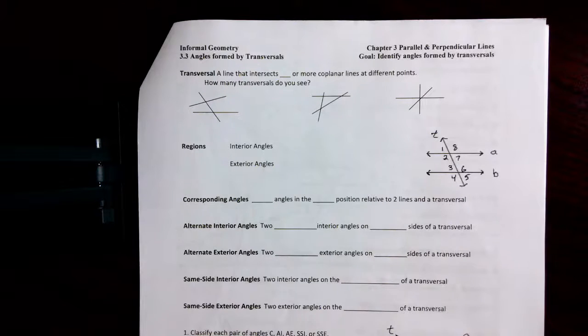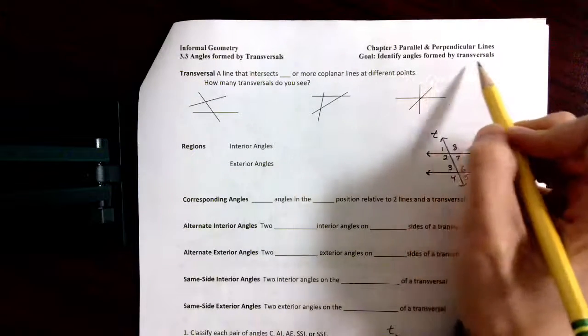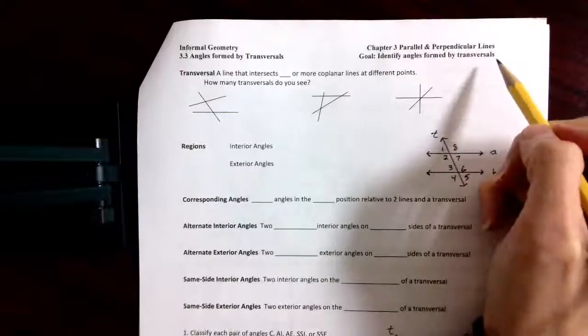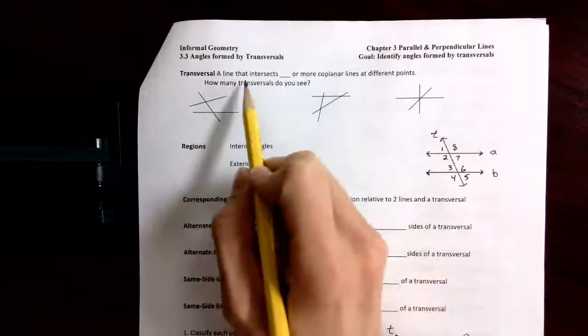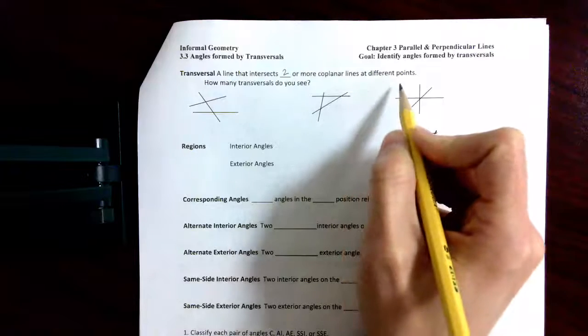Okay, so today in class we talked about angles formed by transversals, and our goal for today is to identify angles formed by transversals. So a transversal is our vocab term, and it says a transversal is a line that intersects two or more coplanar lines at different points.